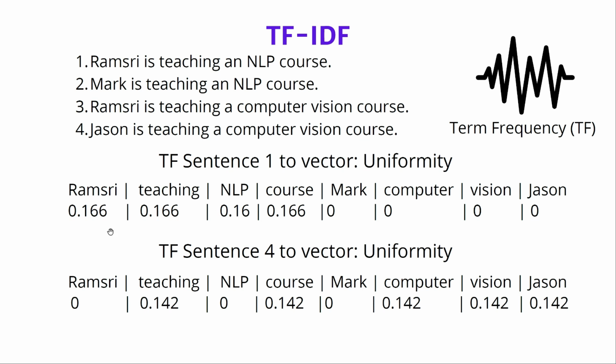Similarly, for every unique word in the corpus, you will just create a vector where you fill in the term frequency of that column or feature. That's it. Term frequency is nothing but how frequent a word is in a document, the relative ratio compared to the total number of words.